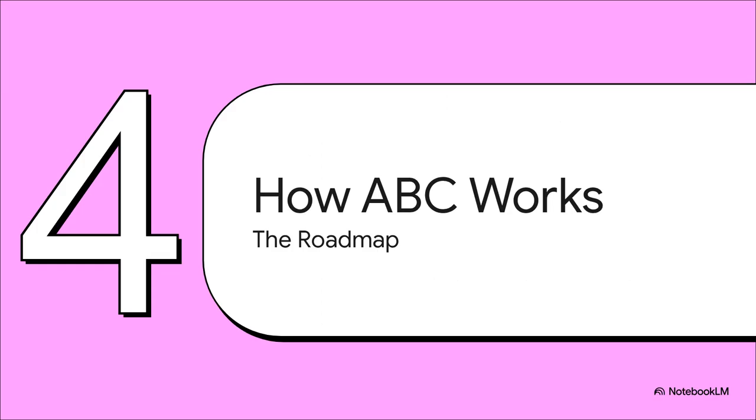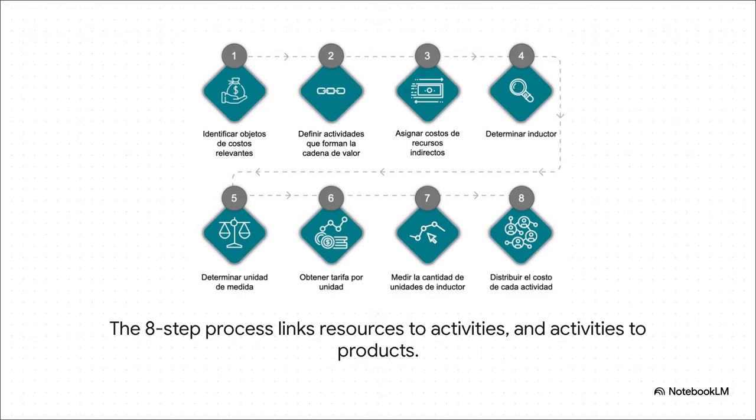So you're probably thinking, okay, that sounds great in theory, but how do you actually do it? Well, let's walk through the roadmap for putting an ABC system into practice. It really boils down to this 8-step process. First, you figure out what you want to cost, your cost objects, like products or customers. Then you map out all the key activities in your business. After that, you connect your expenses to those activities.